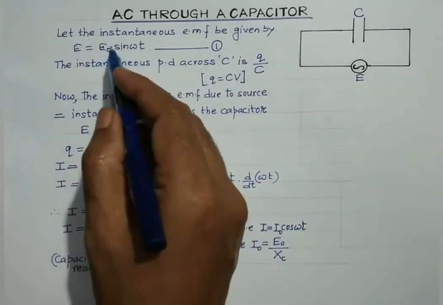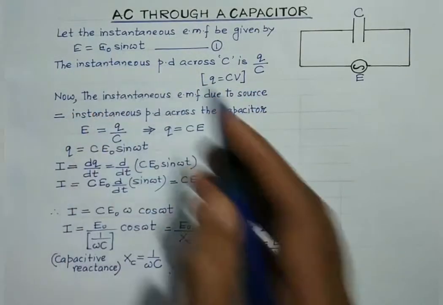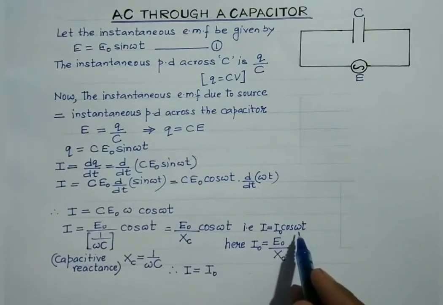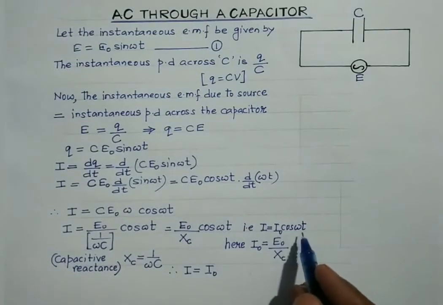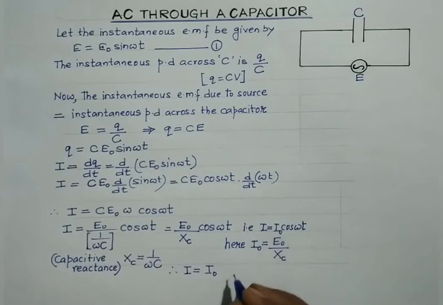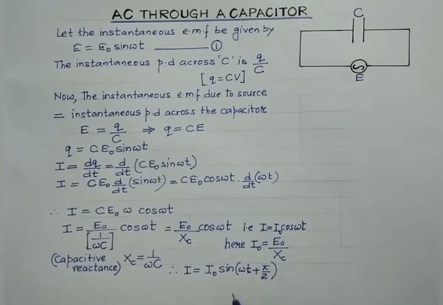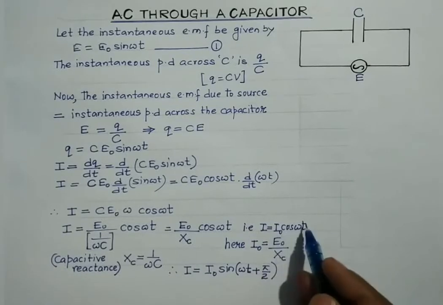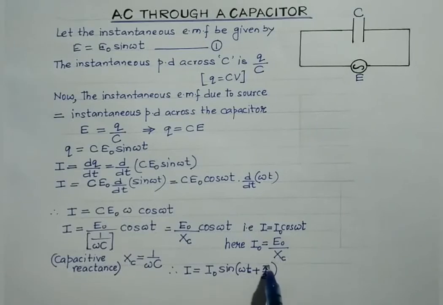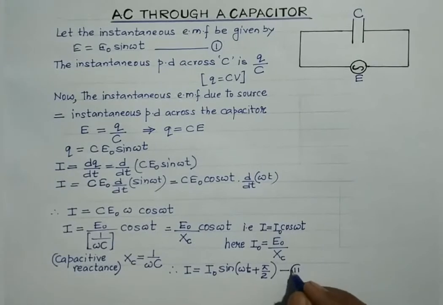Now in order to compare it with the instantaneous alternating EMF, let's convert it into sine. So we are aware sine 90 minus theta is cos theta. So cos omega t may be written as sine omega t plus pi by 2. Sine 90 plus theta is cos theta, isn't it? So cos omega t may be written as sine omega t plus pi by 2. Put this as equation number 2.